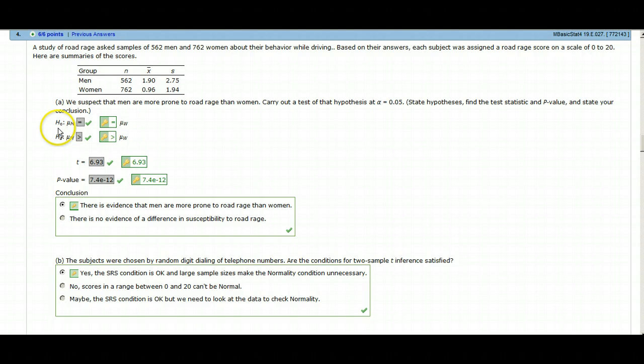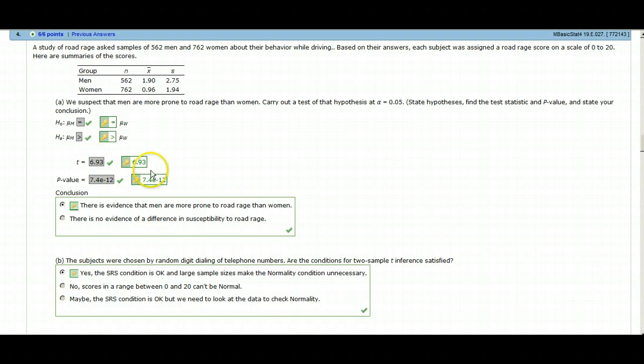So remember, the null hypothesis is always going to be the equals case. So we would fill that in with equals, which it looks like you guys did. And this just means the mean of the men, that's what the sub m is, and mean of the women. The alternative hypothesis, here's where you have to really think. Do they think men's road rage is greater than women's, is less than women's, or is just not equal to women's? And in this case, it said yes, they're more prone to road rage than women. So the mean of the men is greater than the mean of the women.